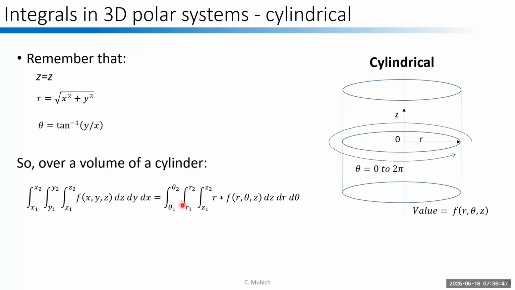Same thing is going to happen in cylindrical coordinate systems. When I convert from x, y, and z to theta, r, and z, I end up having to have this extra r included from the change of variables.